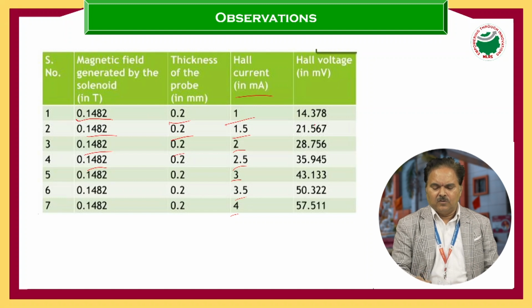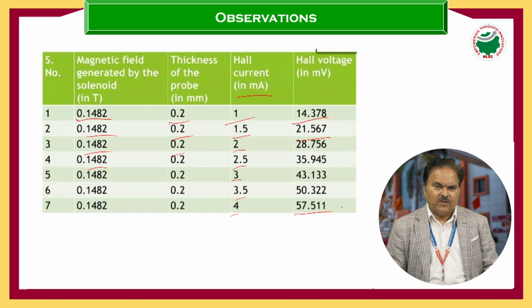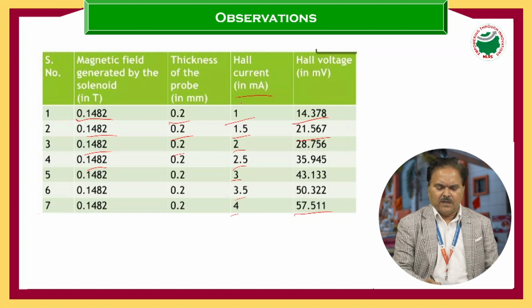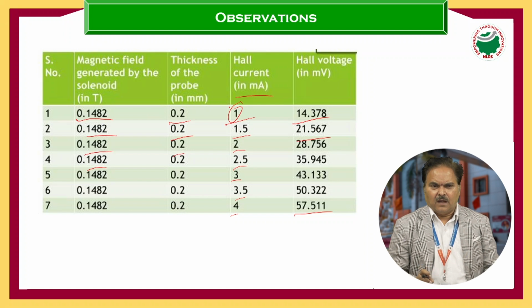Similarly, there is an induced Hall voltage also, that varies from 14 millivolts to 57 millivolts. So in that way, with varying current, voltage is also varying. So we can take this initial one, what we are adjusting, the current. This we will take on the x-axis, that is the current.